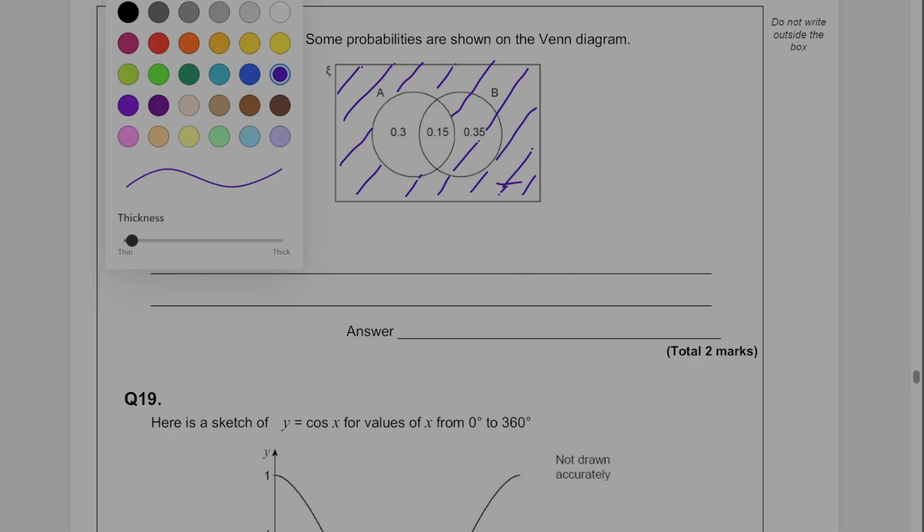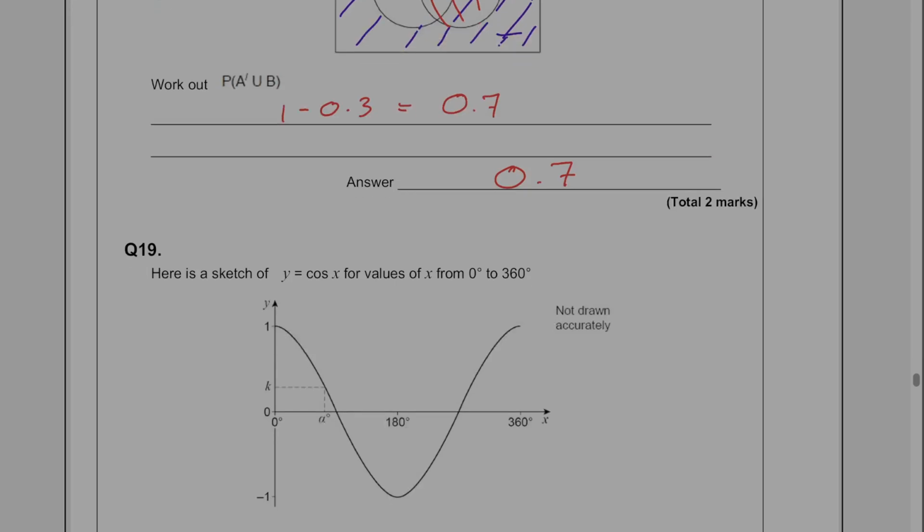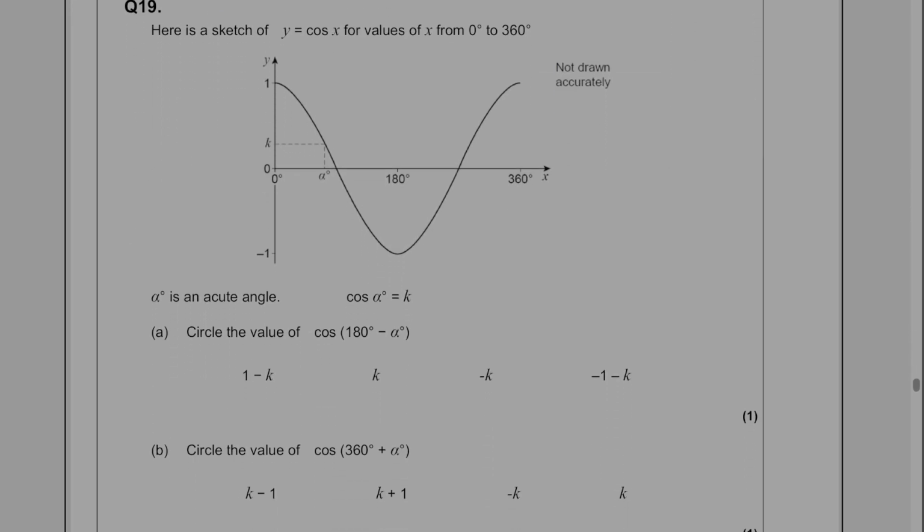And then I'll change pen color for this. B is anything that's in B. So if we want the union of them, that's everything that's shaded in. So that's everything bar the 0.3. So that's going to be equal to 1 minus 0.3, which is going to give you 0.7. 0.7. Okay, question 19.